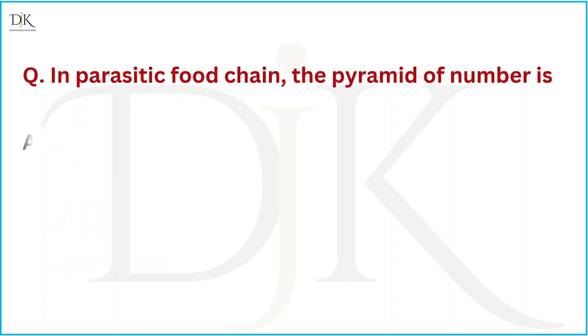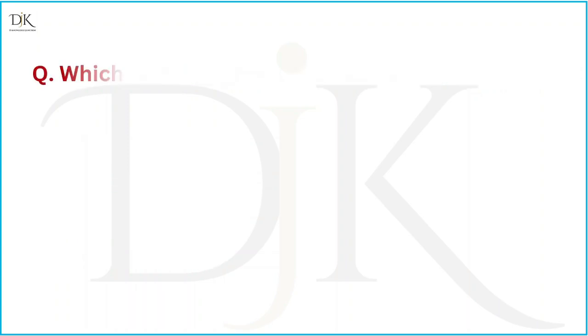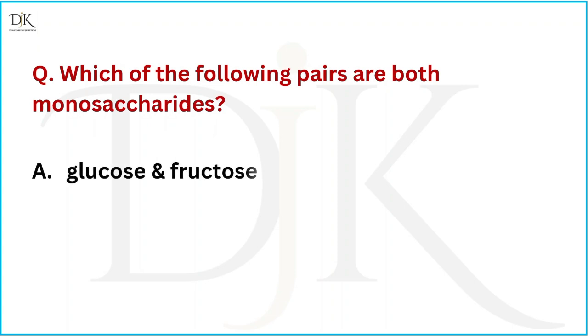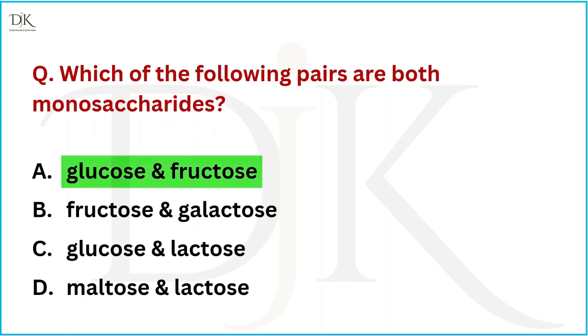In parasitic food chain, the pyramid of number is? Right answer is inverted. Which of the following pairs are both monosaccharides? Right answer is glucose and fructose.